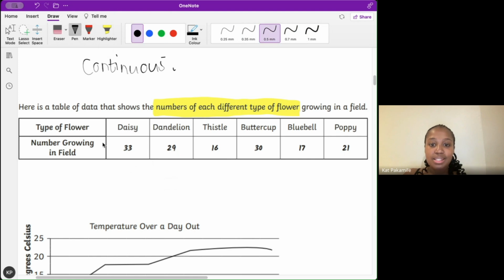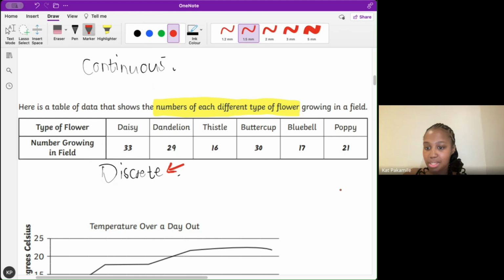So that makes this, is it continuous or is this discrete? If we are counting the number of flowers in a field, would you say that is continuous or discrete? Yes, this is discrete data. Discrete, this way. Okay, that discrete means something else. It means it is hidden. All right.